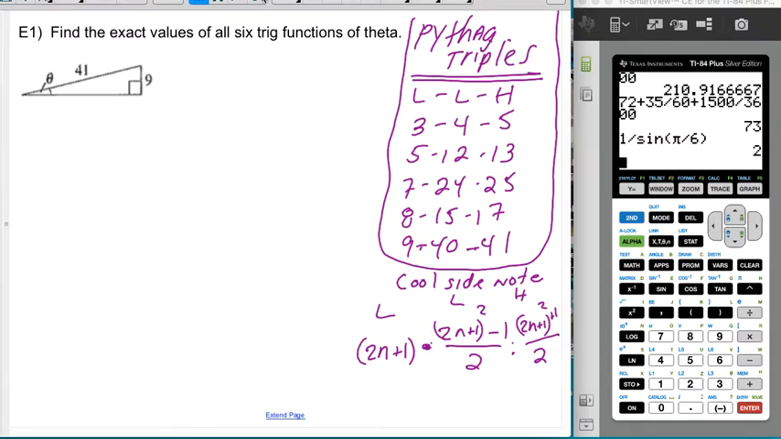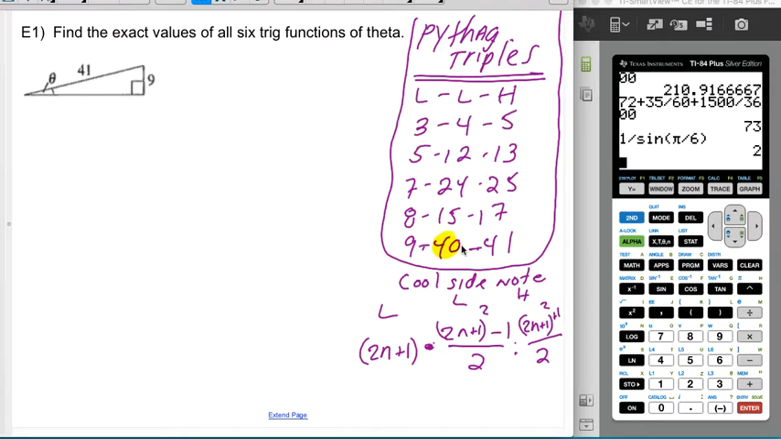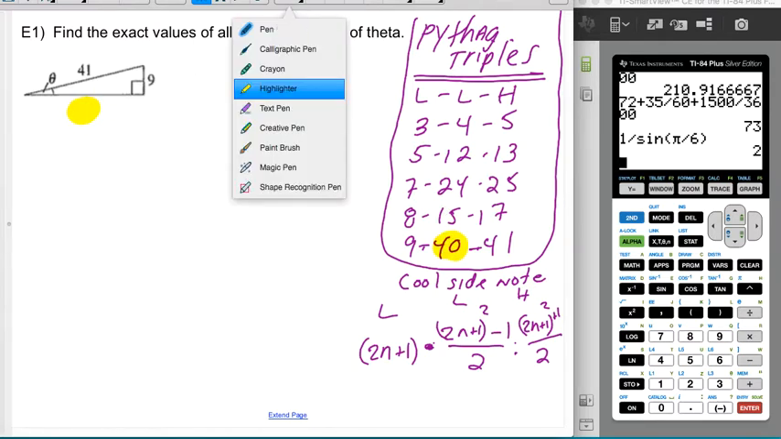I'm not saying it's worth it, and I probably shouldn't have bothered with this cool side note, but I did, so here we are. So all of that to say that this number, you could either use Pythagorean theorem or you could use your memory to realize that this number is a 40. Once you have it's a 40, it's a pretty straightforward problem.